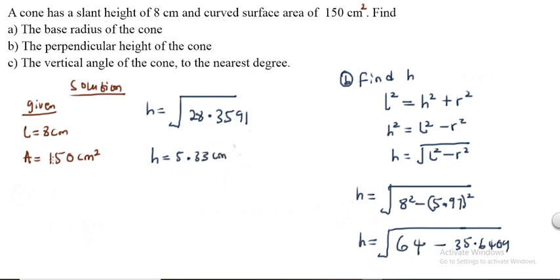And then for my last question, I'm told to find the vertical angle of the cone. Let's call that vertical angle alpha. Okay, now I'll clean up space before we solve this one.